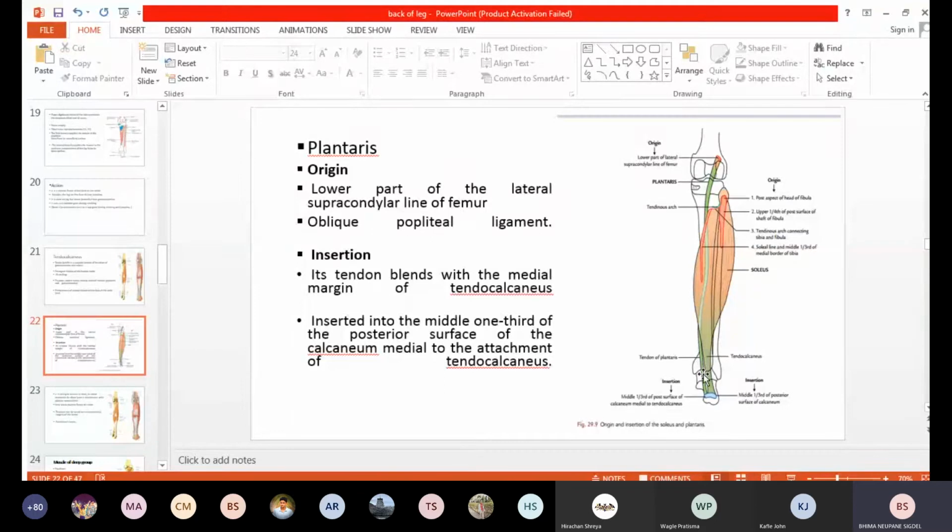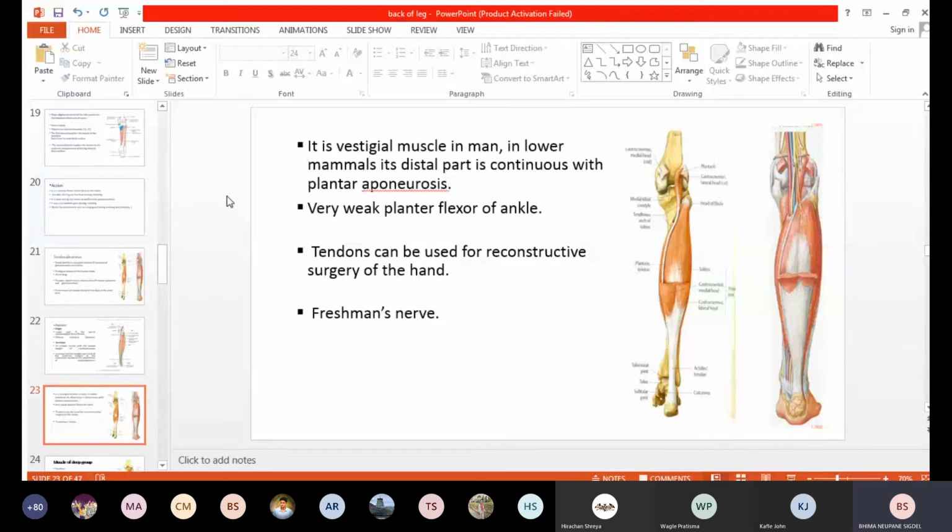You can see this one. So inserted in the middle 1/3 on the posterior surface but medial to the tendocalcaneus. See here, this is the medial side of the Achilles tendon. Vestigial muscle and its function is not very important, only sometimes it will lead to weak plantar flexion of the ankle. So it has not much important function.